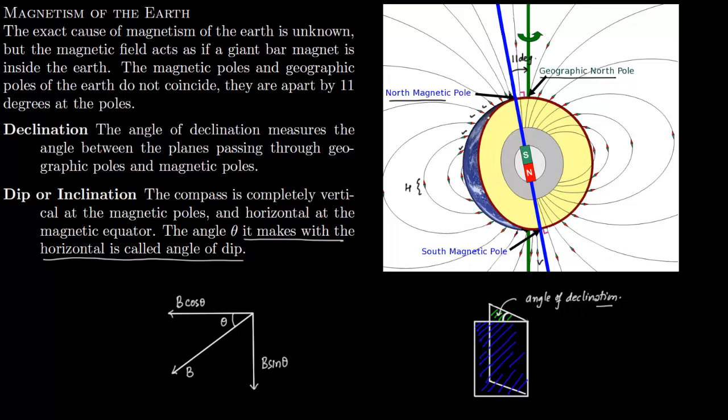Finally, notice the poles of the giant bar magnet inside the Earth. The south of the magnet actually acts as the north geographic pole and the north of the magnet acts as the south geographic pole. You need to keep this distinction in mind.